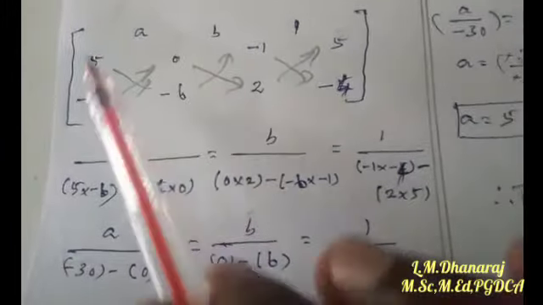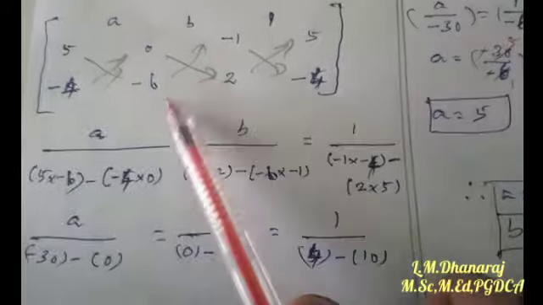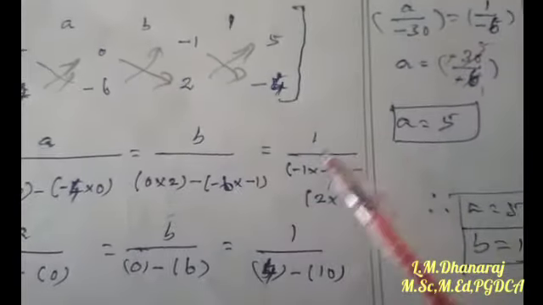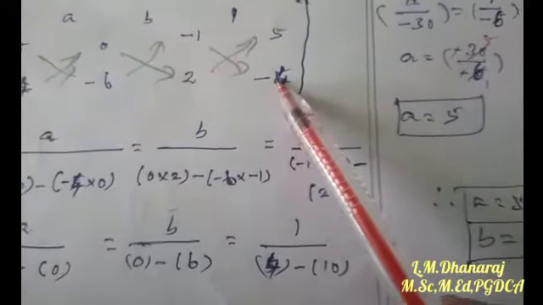Now a/(5 x -6 - 0 x -4) = b/(0 x 2 - (-6 x -1)) = 1/(-1 x -4 - 2 x 5). So this is a/(-30 - 0), because 0 into any number is 0. And here it is b/(0 - 6), and 1/(4 - 10), since 2 fives are 10. Now we simplify: a/-30 = b/-6 = 1/-6.